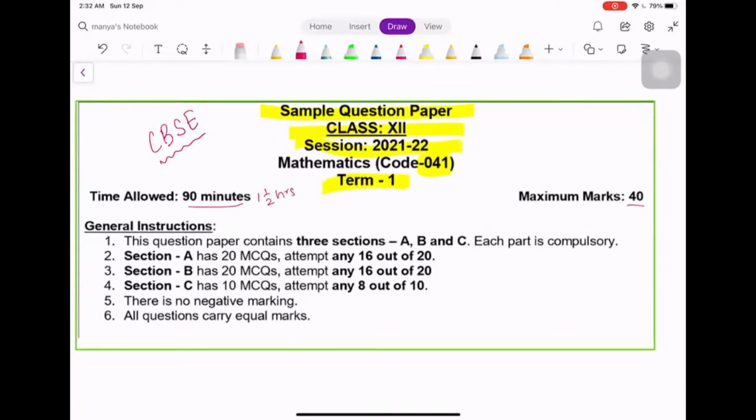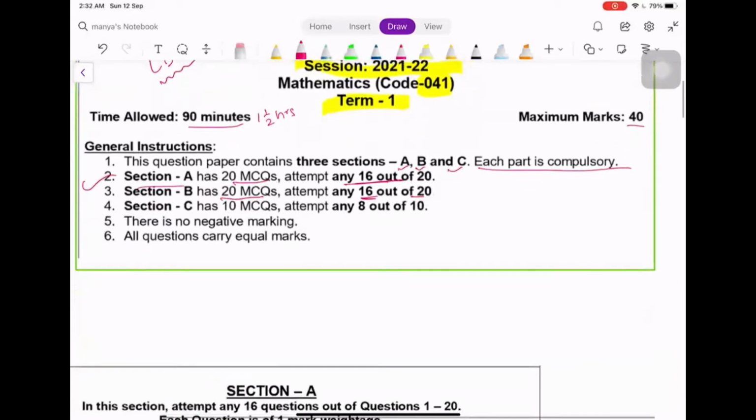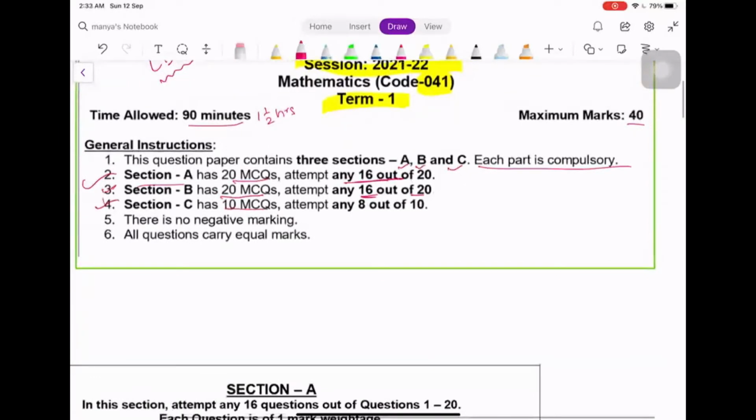Maximum marks is 40. In this question paper, there are 3 sections, section A, section B, and section C. Each part is compulsory. Section A has 20 MCQs, any 16 out of 20 has to be attempted. Section B also has 20 MCQs and any 16 out of 20 has to be attempted. And section C has 10 MCQs, which is case study based, and only 8 has to be attempted out of 10. There is no negative marking. All questions carry equal marks, that is 1 mark.